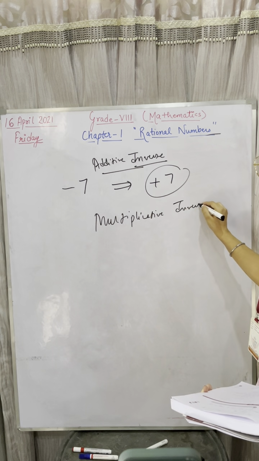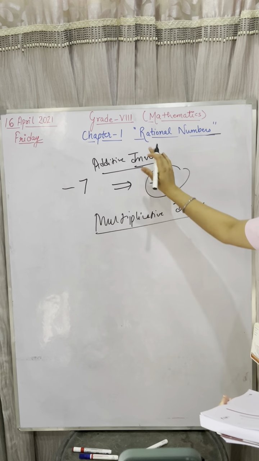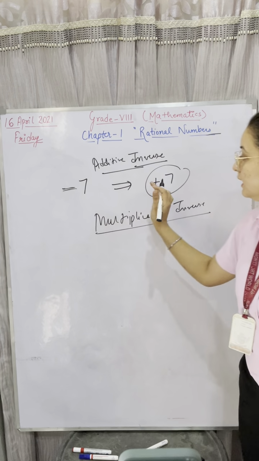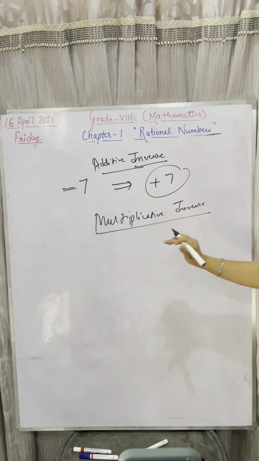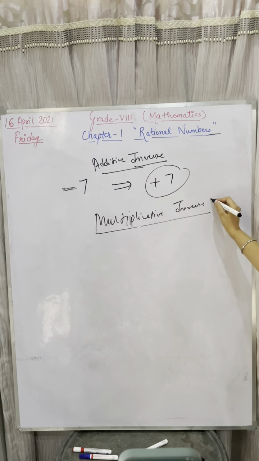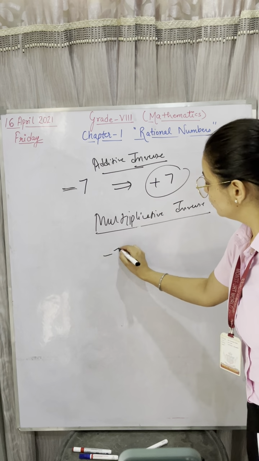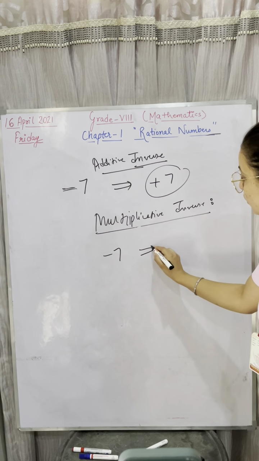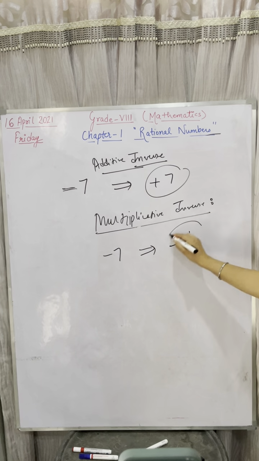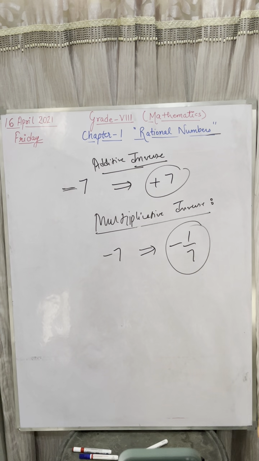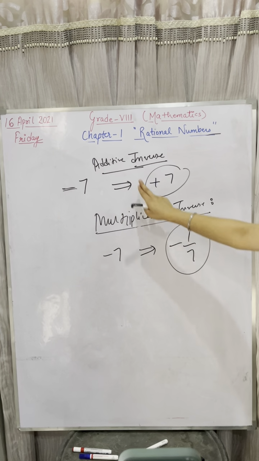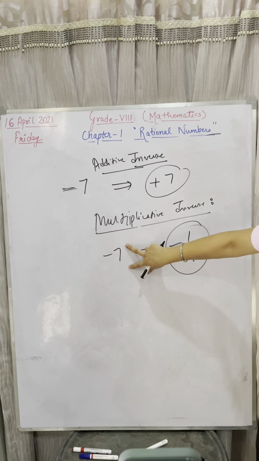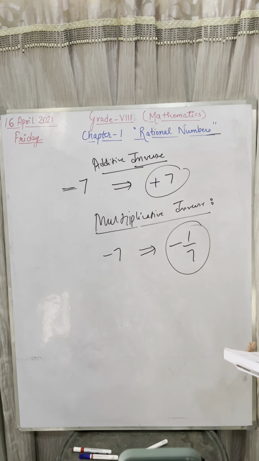That's why I'm telling you this. When they ask for the additive inverse, you have to change the sign and write the term as it is. When they ask for the multiplicative inverse, you have to take the reciprocal of the term. It is equal to minus 1 upon 7. This is the multiplicative inverse. Additive inverse is change the sign. Here, don't change the sign, take the reciprocal of the term only. Right?